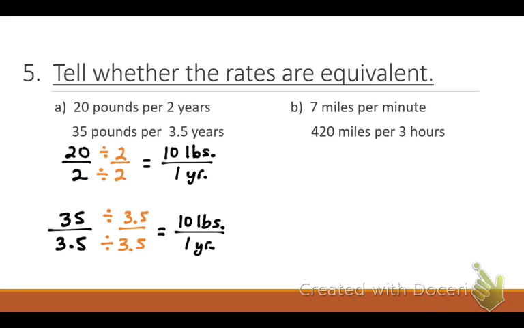So what do you think? Are they equivalent? Yes, they are. Listen, guys, sometimes they don't look equivalent, but you have to turn them all into a unit rate of 1. So the denominator has to be a 1 so that you can compare the two.